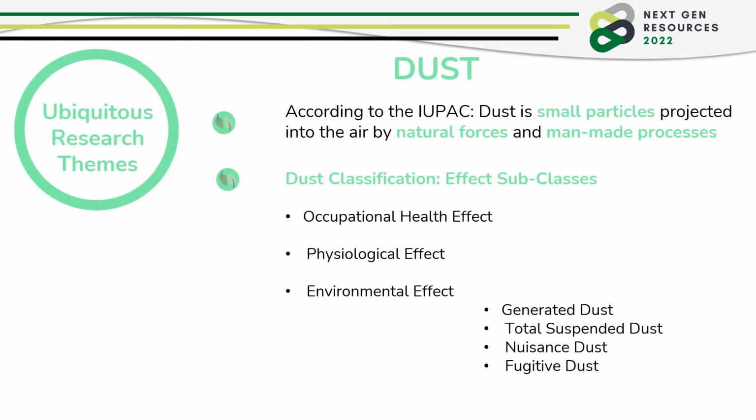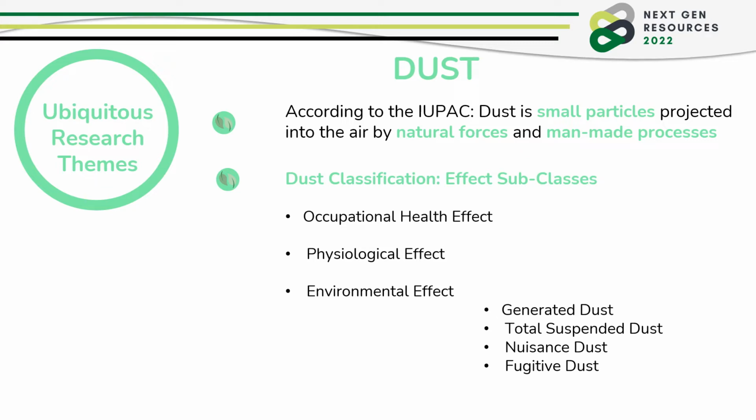Dust is broadly defined across literature as particles suspended in the atmosphere. According to the Glossary of Atmospheric Chemistry Terms, dust is defined as small, dry, solid particles suspended in the air by natural forces such as wind, volcanic eruptions, and man-made processes such as crushing, grinding, shoveling, conveying, bagging, and sweeping. Dust particles are usually in the size range from 1 to 100 micrometers in diameter, and they settle slowly under the influence of gravity.